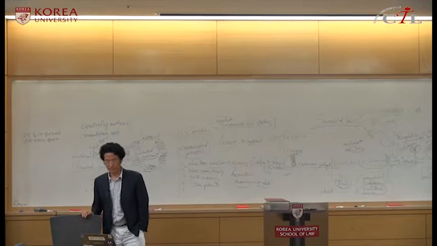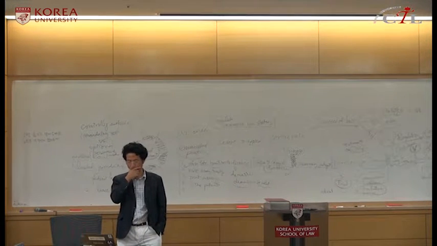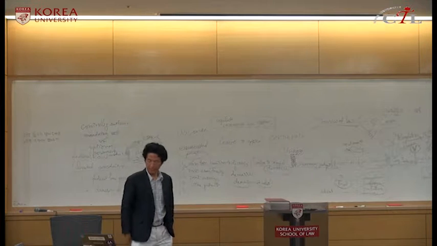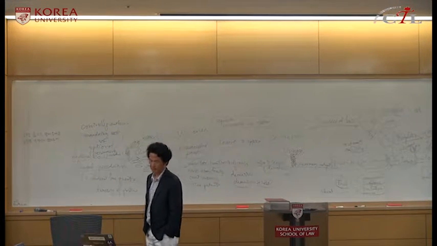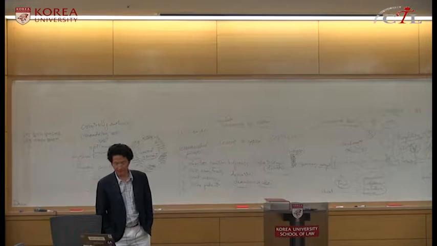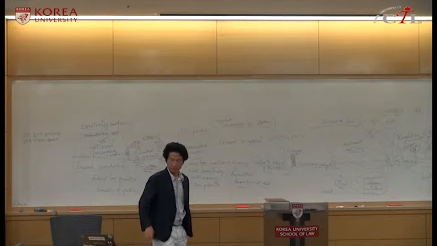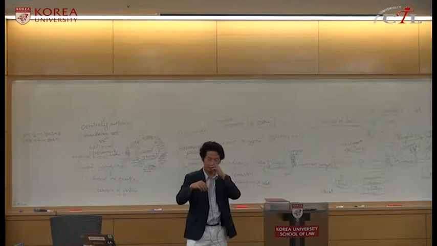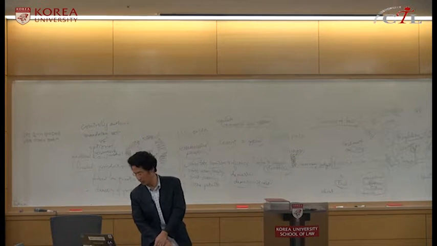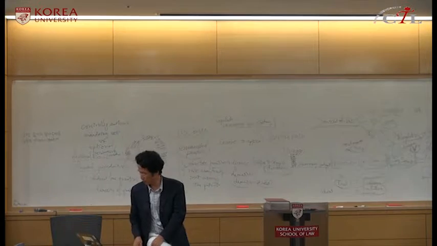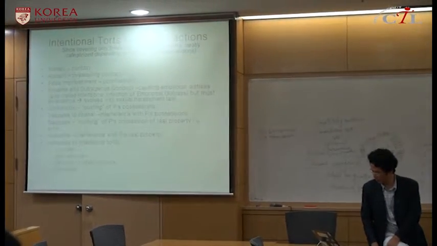False imprisonment, that's another cause of action. That's when someone is confined against his or her will. So taking away the freedom of movement of another person, that's another intentional tort cause of action. Fourth one is extreme and outrageous conduct.